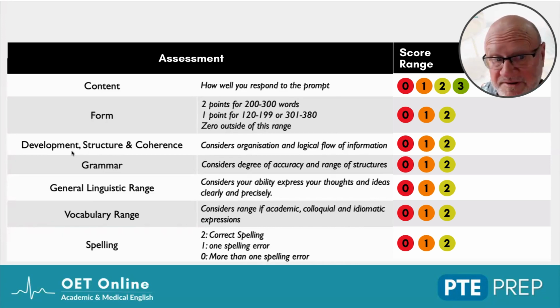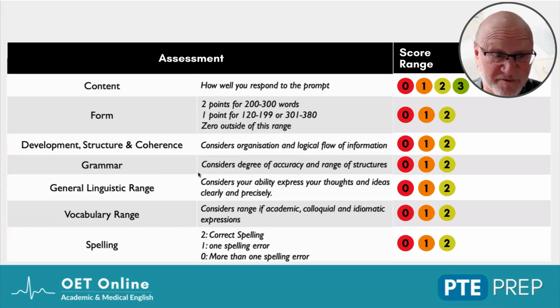You're also going to be assessed on development, structure, and coherence. So what do we mean by that? Well, the way you develop your argument, the structure, your paragraph structure, and coherence is important. That means the way that the information flows. It's all got to do with signal markers and other signal words that indicate transition between ideas. So that's very important.